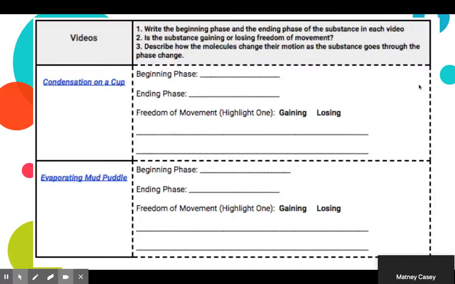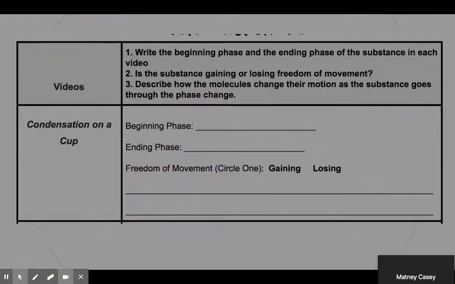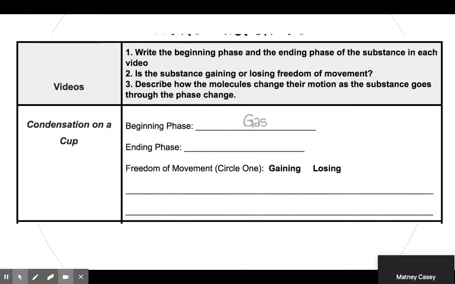I want to go over a few of the answers from your last Google form. You had to watch a few phase change videos. The first one was condensation on a cup, and you had to tell me the beginning phase. Yours looked a little different because the things in that right-hand column were just questions, but this puts it all together nicely on the slide. If you said the beginning phase was gas, you were correct. And the ending phase was actually liquid.